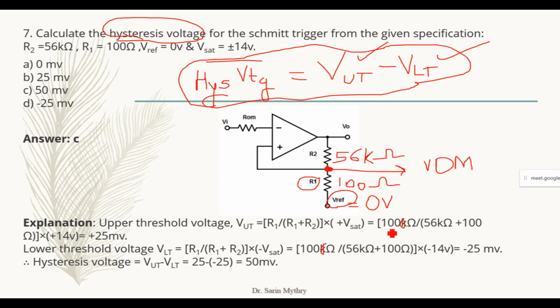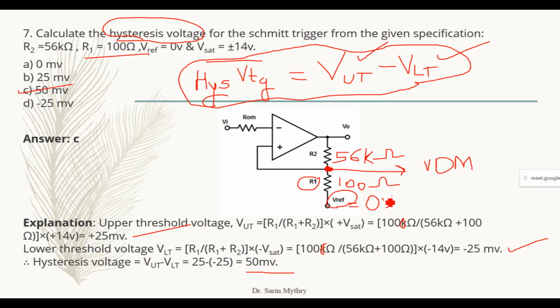When you substitute here, because it is given as R1 is equal to 100 ohms, after substituting you are going to get your upper threshold voltage equal to plus 25 millivolt and lower threshold voltage equal to minus 25 millivolt. So ultimately apply the formula VUT minus VLT, that is 25 minus of minus 25. So you're going to have 50 millivolts. This is going to be your final answer.